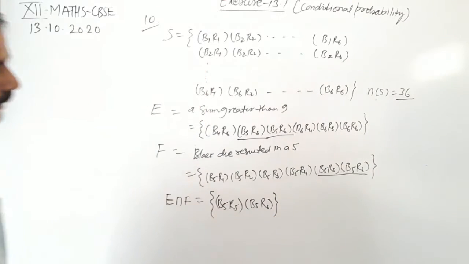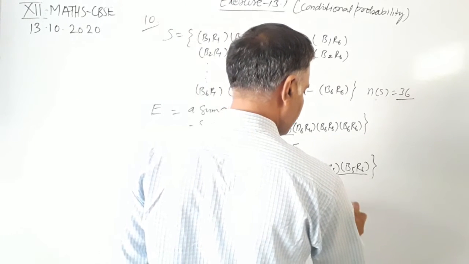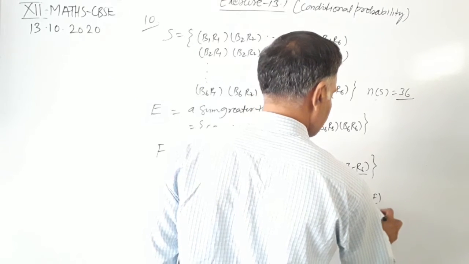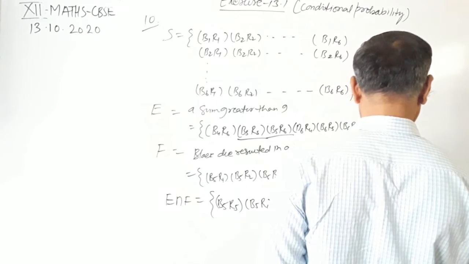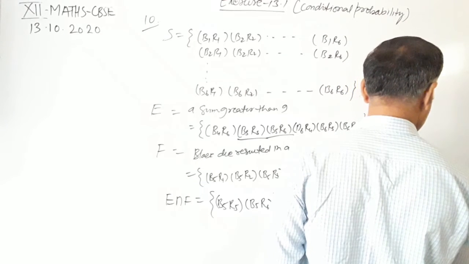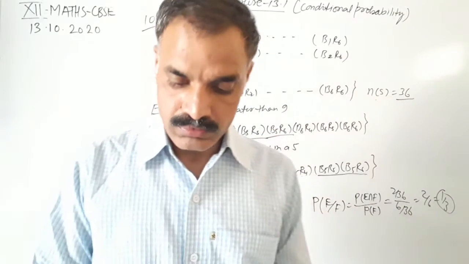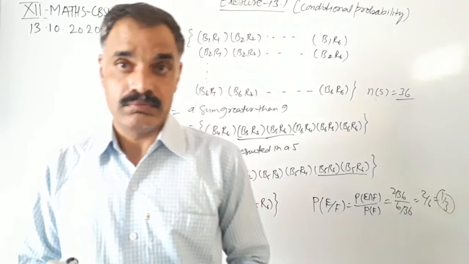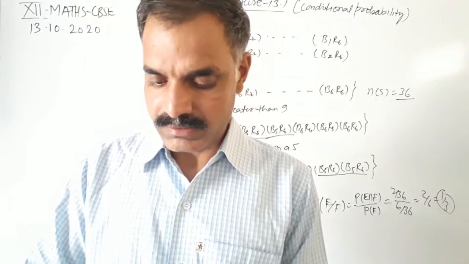Now we have to find the probability of E given F. P(E|F) equals P(E intersection F) upon P(F). So E intersection F is 2 upon 36, upon P(F), that is 6 upon 36, equals 2 upon 6, equals 1 by 3. This is the probability. Now the second part of the same question is also there. You can solve it easily.